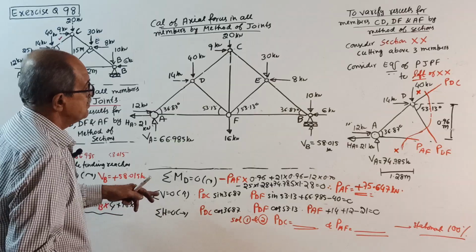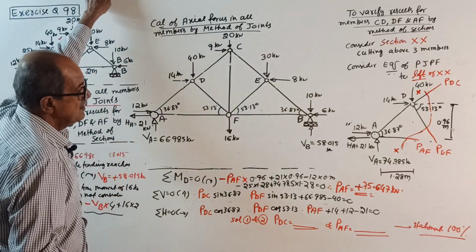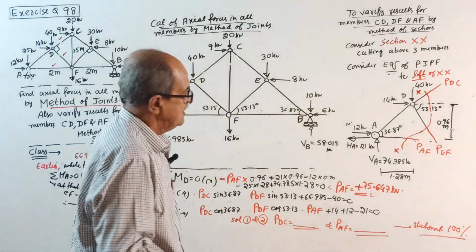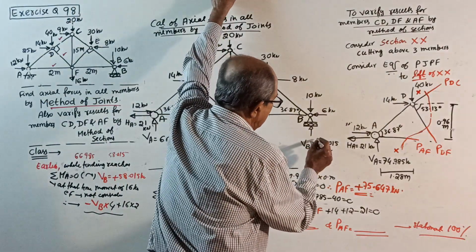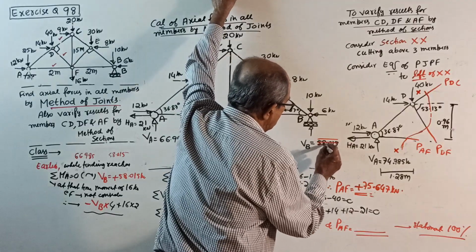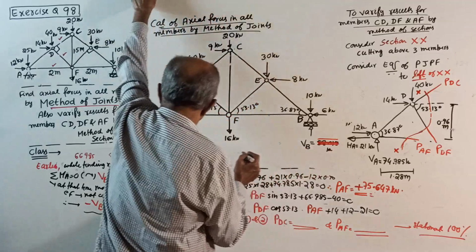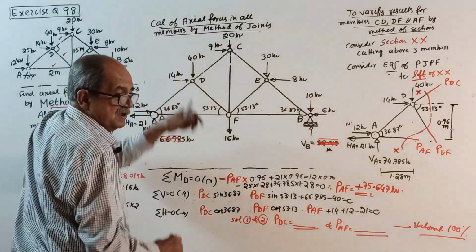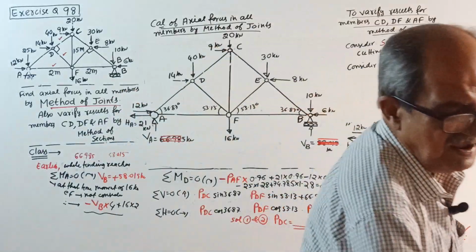You will get VB. How much? I noted the answer somewhere there. Where is the answer? VB. I noted the answer just now. Okay, why note the answer? You will get VB not 58.015. You will get, see, it is not 66.985. One minute. I have to do one thing.